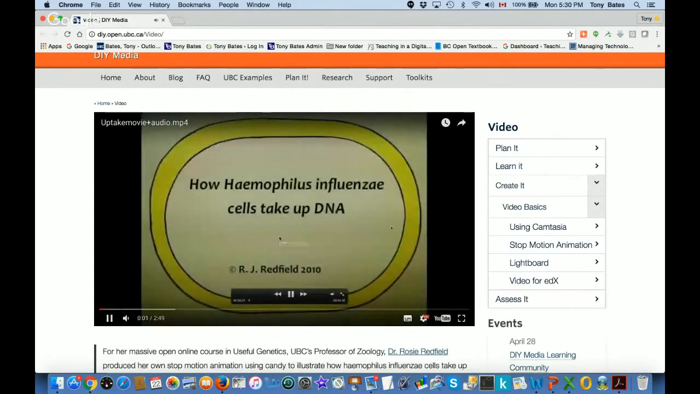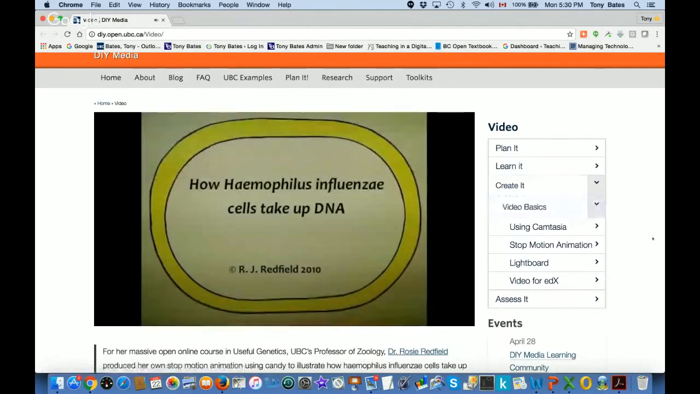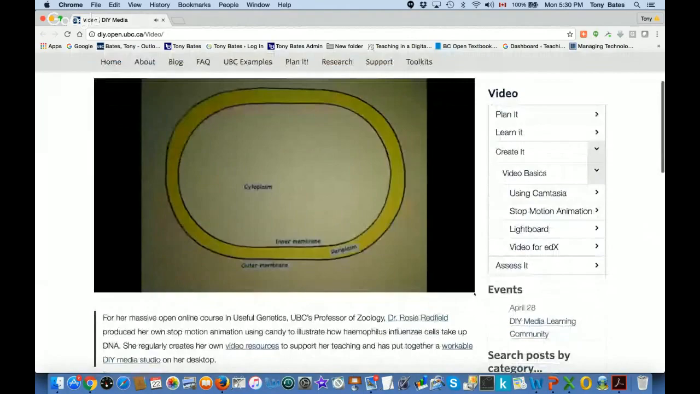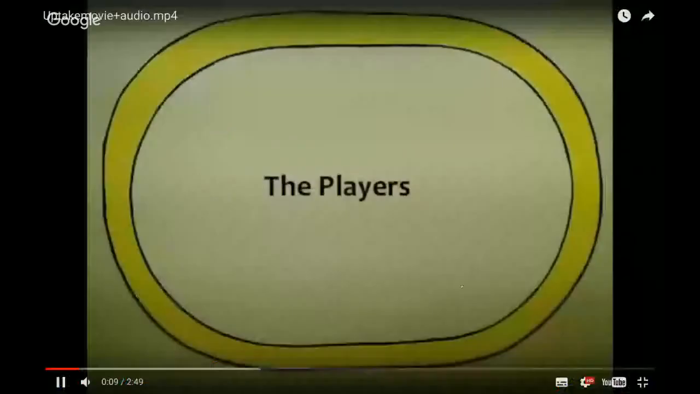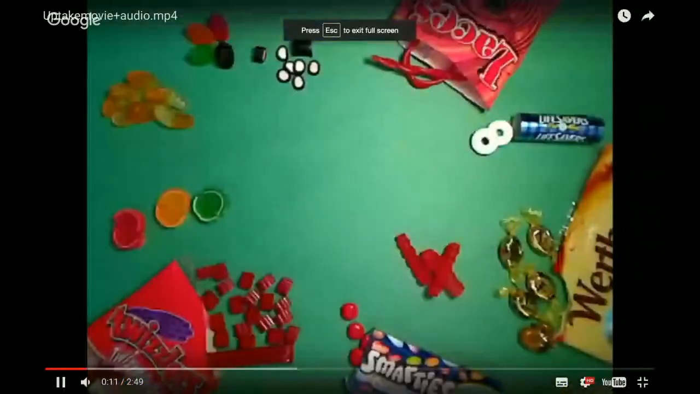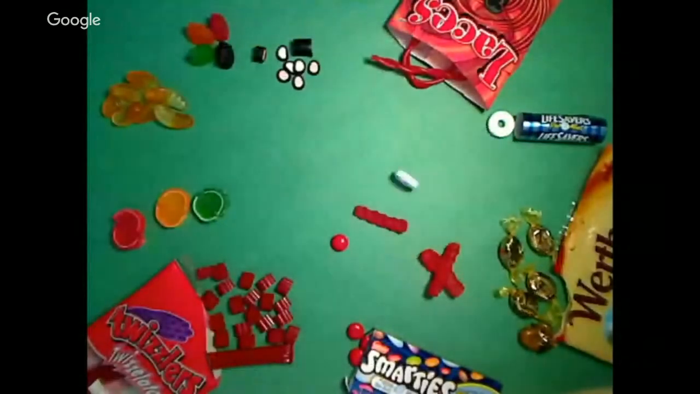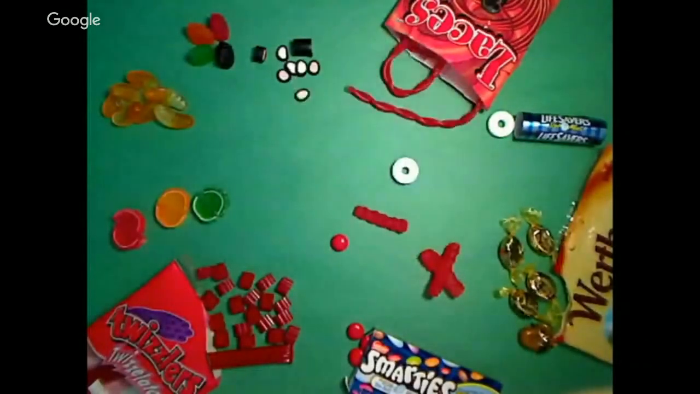This is also from UBC, illustrating how Haemophilus influenzae cells take up DNA. We start with a cell, a typical gram-negative cell with an inner and outer membrane. And this next green set of images is just to introduce the players in our little drama, which are candy.